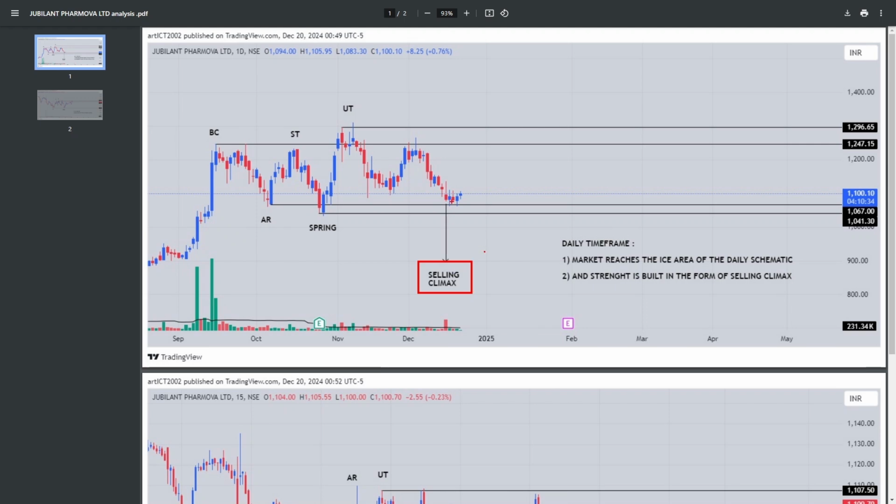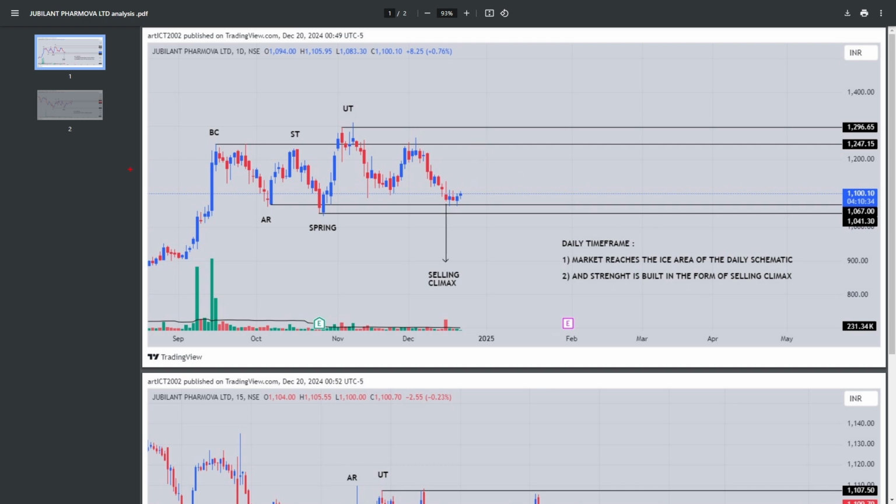If there was no strength, this could have been the continuation of a further breakout. But as market was creating a down move and strength got built, this was an indication that buyers are entering the market. Also, we have this strong support right here on the daily time frame, so there is a probability that market could again bounce at least up to this point.